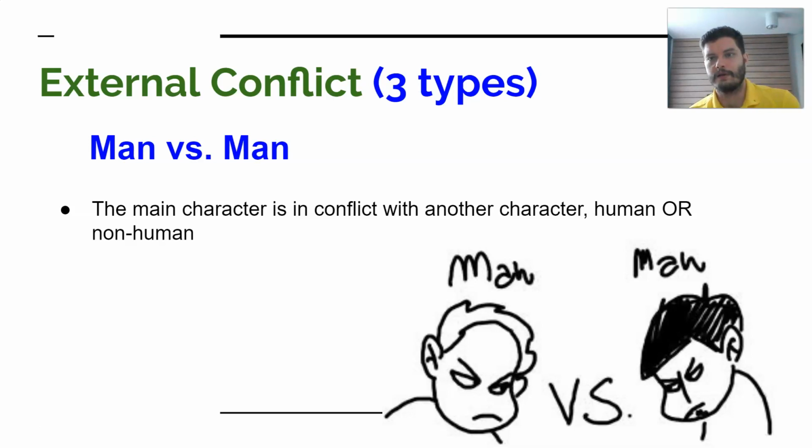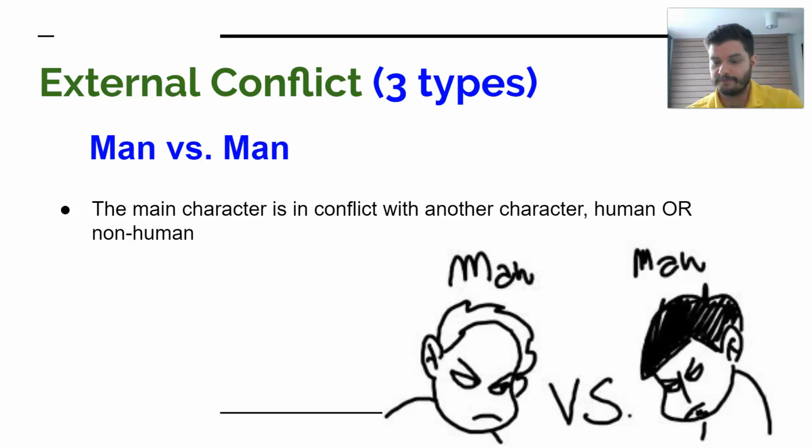Now I want to point out that for man versus man, the characters do not necessarily need to be human. Think about a Disney movie, The Lion King, for instance. You've got Simba versus Scar. They're not human, they're lions. But they show human characteristics. They act like humans. They think like humans. Okay, so in Disney movies, when you have characters that are animals, but they speak and think and act like humans, and if they're in conflict, then it would be a man versus man type of conflict.